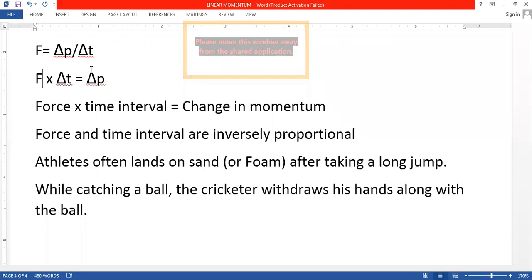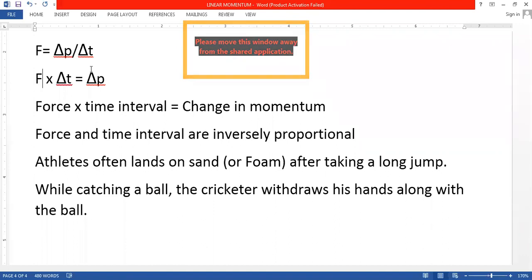Why will it not break? Because the time interval increases. When the glass is falling down, it has mass as well as velocity, so it has momentum. But when the glass hits the ground, it will stop, and when it stops, there will be a change in momentum. Now, how can this change in momentum be brought about? It can be brought about in two ways.